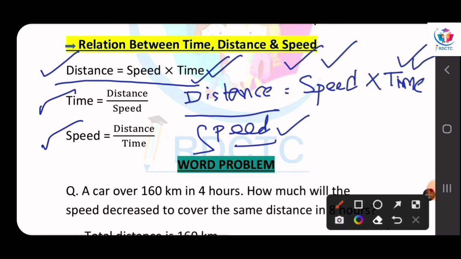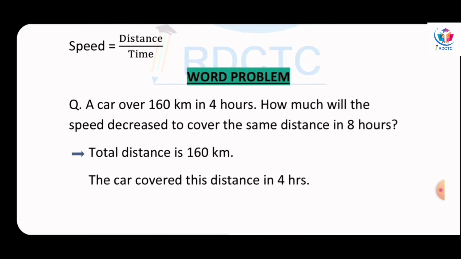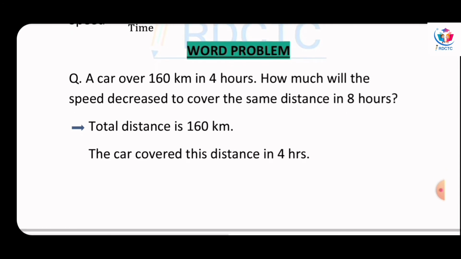In this way we write the last two equations. The main equation is distance equals speed times time. I think now the relations among time, distance and speed are clear to all of you. Now we solve some word problems.